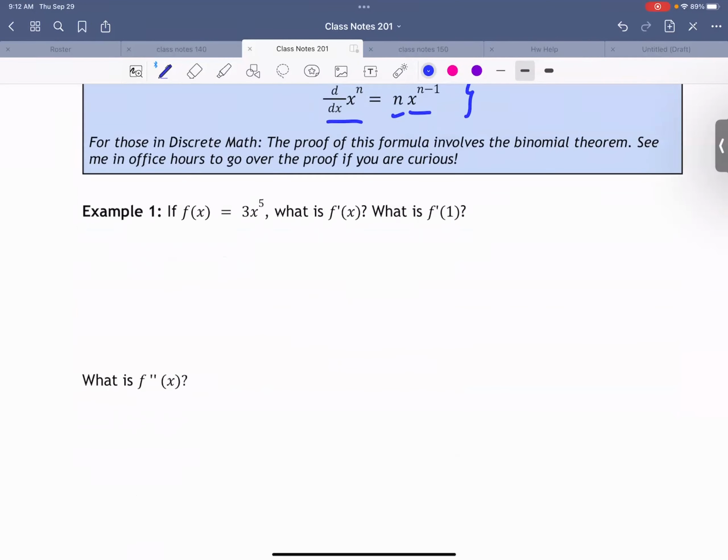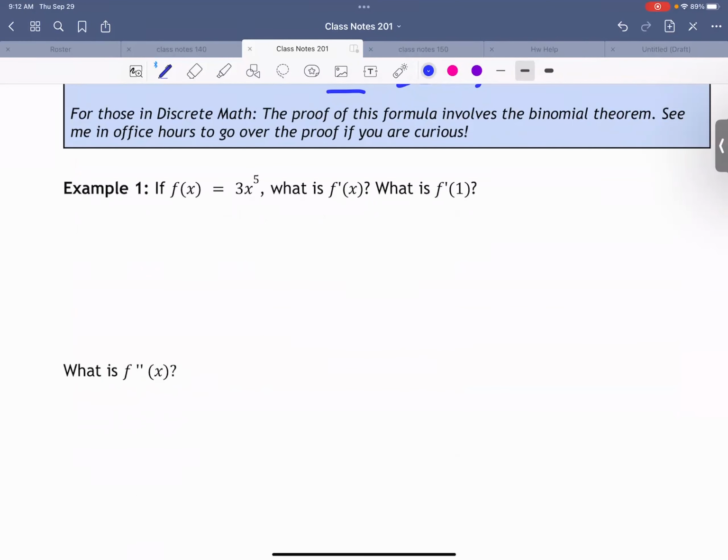So let's take a look at this example. We have 3 times x to the 5th. I want to know what the derivative of this function is, and I want to know the derivative at 1. Let's find f prime of x. Now, f prime is the derivative. So let's just take the derivative of 3x to the 5th.